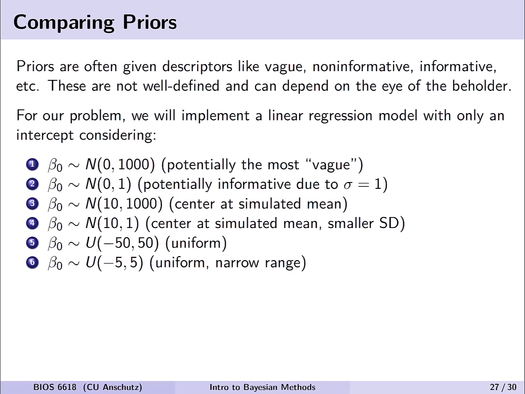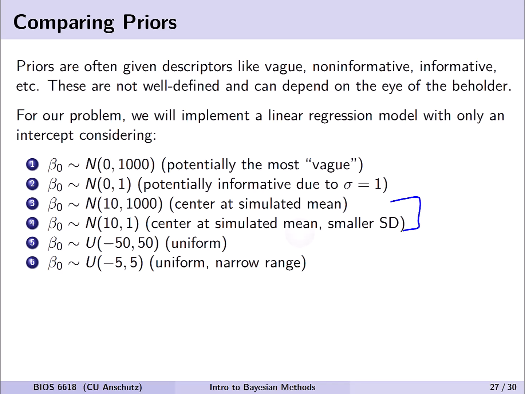We'll then look at something that would be considered more informative, number 2, a normal 0, 1, because now the standard deviation is quite small. We'll then, in options 3 and 4, look at the same idea, but again, maybe we have a prior belief that the mean should be 10, so we'll look at what happens to our posterior distributions and densities if we center those at 10 instead.